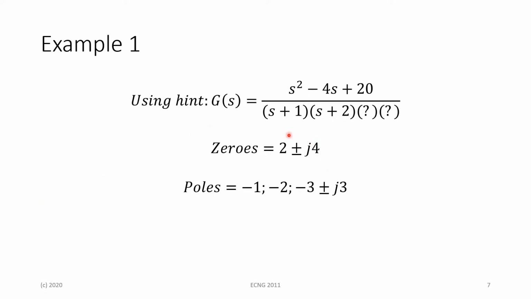So if we actually plug the equation into the auto factorizer, we can see that the poles resolve to -1, -2, and then -3 plus or minus j3. And the zeros, because it's a quadratic equation, we can just use the quadratic formula and solve for this, and we can see that the zeros will resolve into 2 plus or minus j4 accordingly.